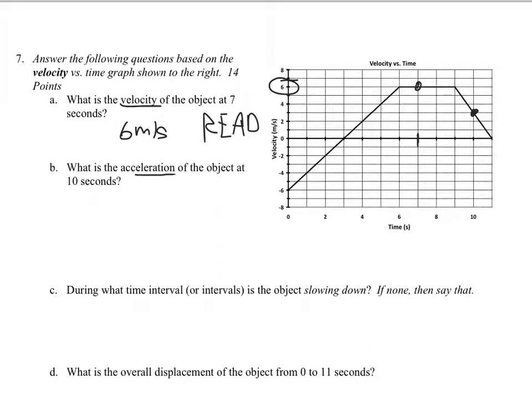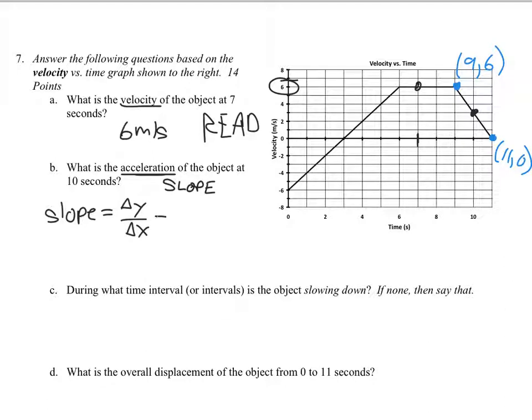Acceleration on a velocity versus time graph is going to be the slope. So once again, I'm going to find the slope here. Now though, since it's a velocity graph, that slope represents acceleration. So I'm going to pick some points here. The first point I'm going to pick is this point up here, which is the point 9, 6. And then the second point I'm going to pick is this point here, which is the point 11, 0. So I'm going to find the slope using those 2 points there.